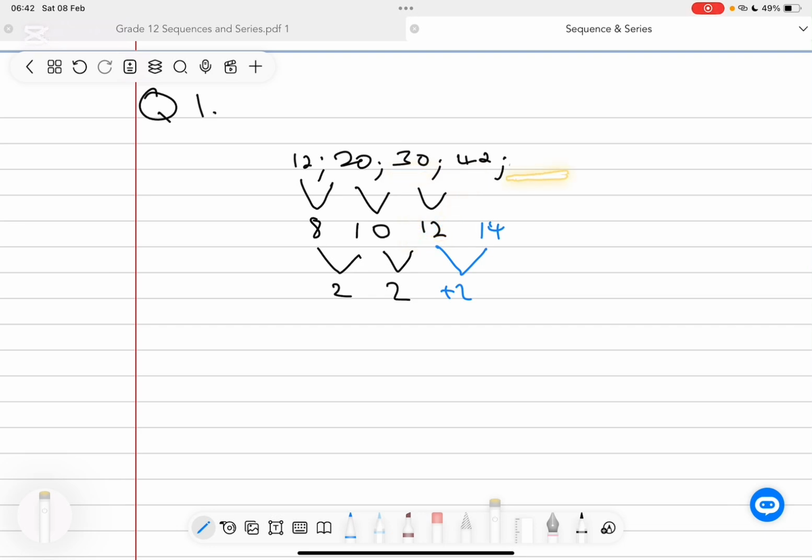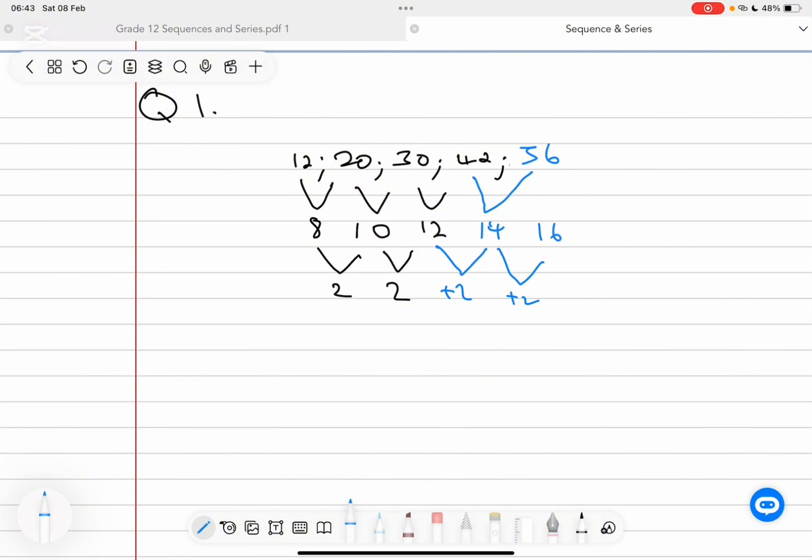That means for me to get the next term, I need to say 42 plus the 14. 42 plus 14 should give us a 56. Yes, that's a 56. That means here I'm going to have 56 as my next term. And if we continue the same pattern, we say 14 plus 2, and this should give me a 16.